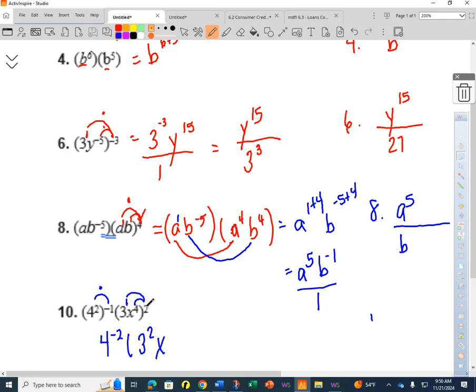What's the exponent on the X going to be? Look at here. No, 4 times 2. It had a 4 on there, right? Yes.